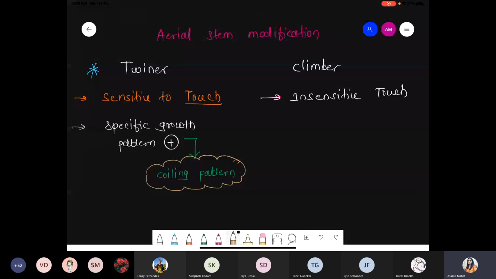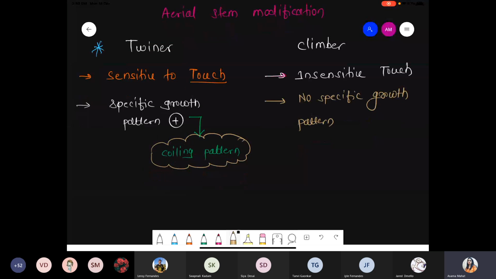But when we are talking about the climber, there is no change in growth pattern, or there is no specific growth pattern. ठीक है? Very simple as it is.